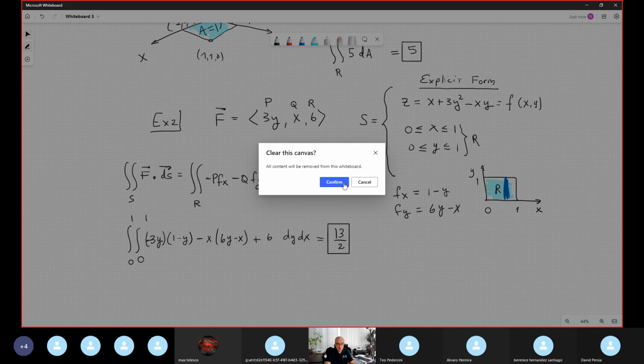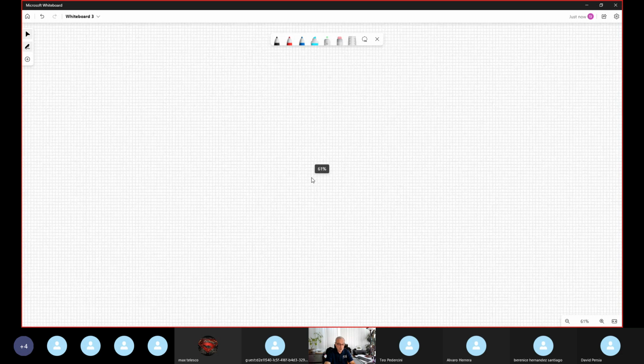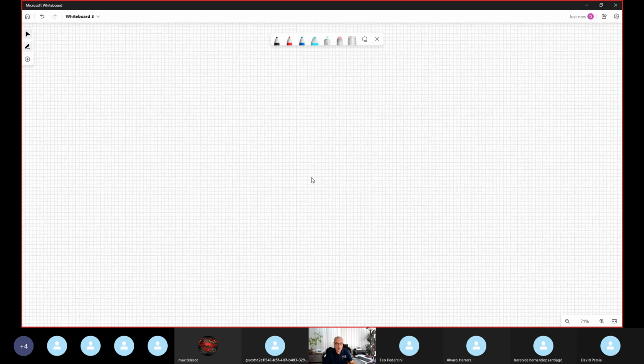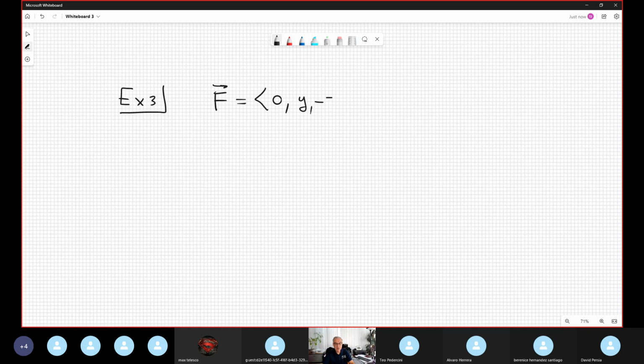Let's do another problem, example 3. The first example was without formulas, the second example was explicit, and the third example is implicit. Suppose it's a vector field. And by the way, in the test you can do it in the way you consider better. Suppose the vector field is given. This is P, Q, R: P is 0, Q is y, R is 0.